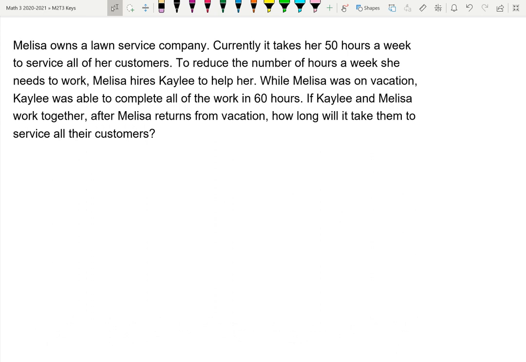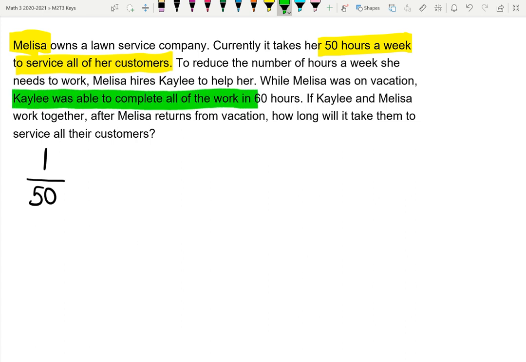All right, after reading it, you can see that Melissa takes 50 hours a week to service all of her customers. So it takes Melissa by herself, one person, 50 hours in a week. Now, she's going to hire a second person, Kaylee, and Kaylee by herself is able to complete the one task in its entirety in 60 hours.